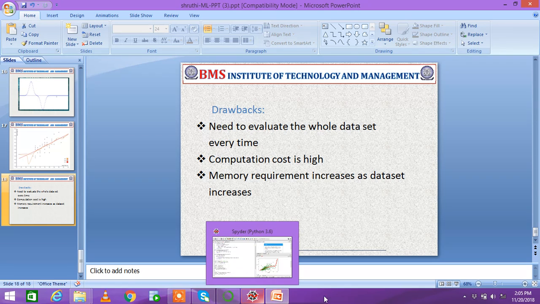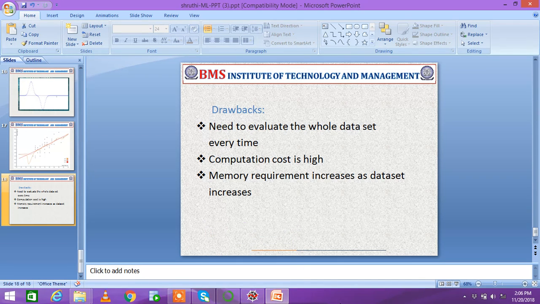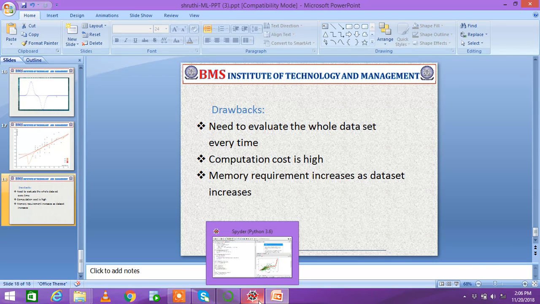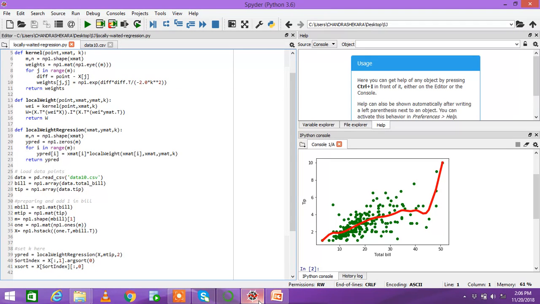So due to that, the memory requirement increases as the data set also increases, because it requires a huge number of iterations. Now let us see the code, how exactly it is considered.